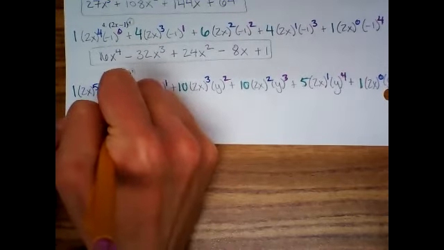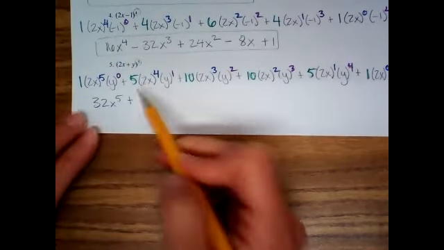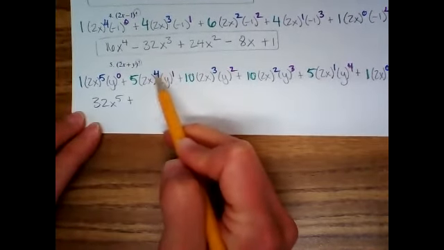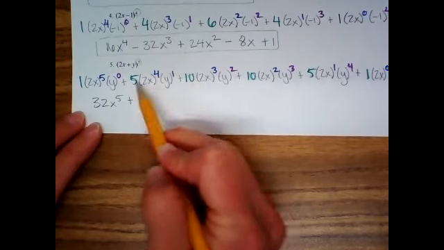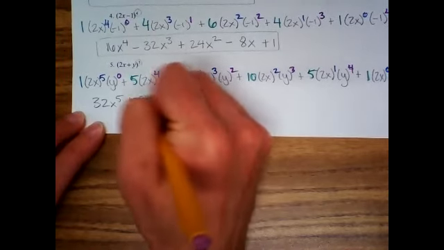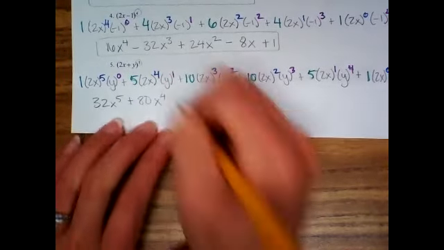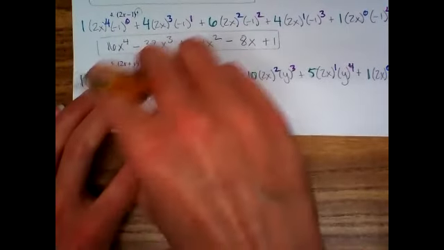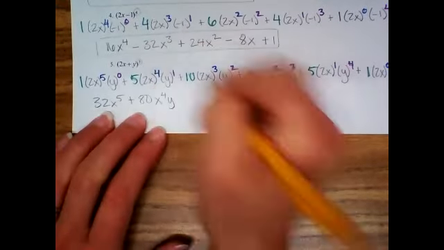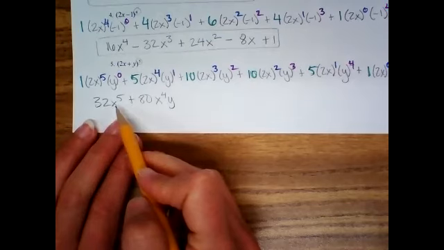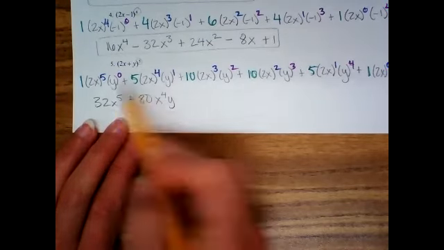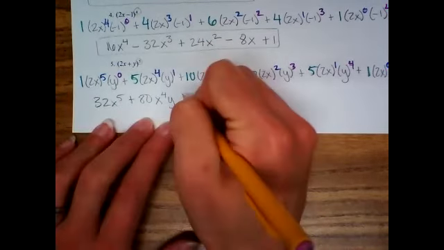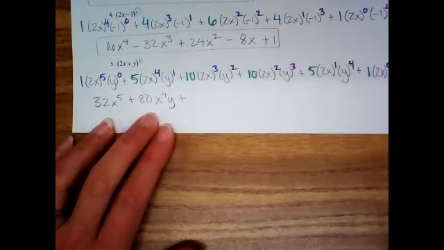So 32x to the 5th plus 2 to the 4th is 16 times 5 is 80. So 80x to the 4th. Oh, I forgot the y. Y to the 1st. I left the y out of the first one. Why wasn't there a y in that one? Y to the 0, so that's nothing. Or actually, anything to the 0 power is 1, it just doesn't change anything.